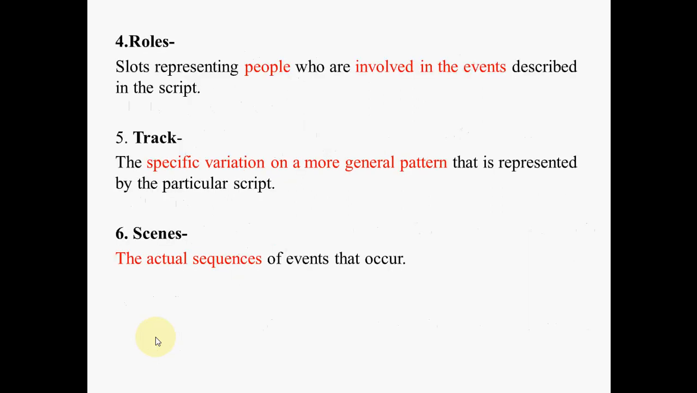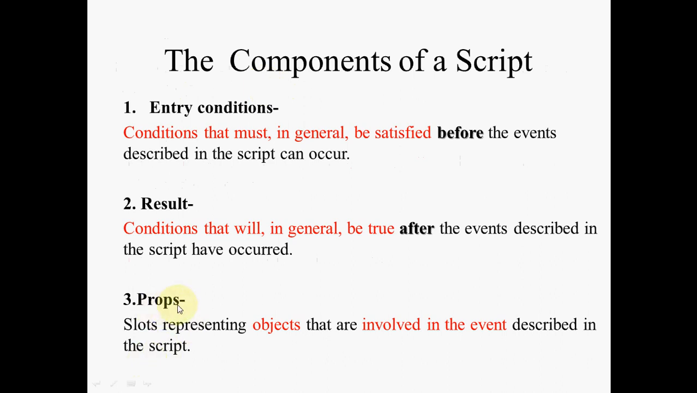The fourth component of a script is roles. Roles are the slots representing the people who are involved in the events described in the script. For example, if it is again the restaurant script, then the roles could be a waiter, a cashier, a cook, or you yourself as a customer. These are the roles. Whereas in the previous case, what were the props in the restaurant?